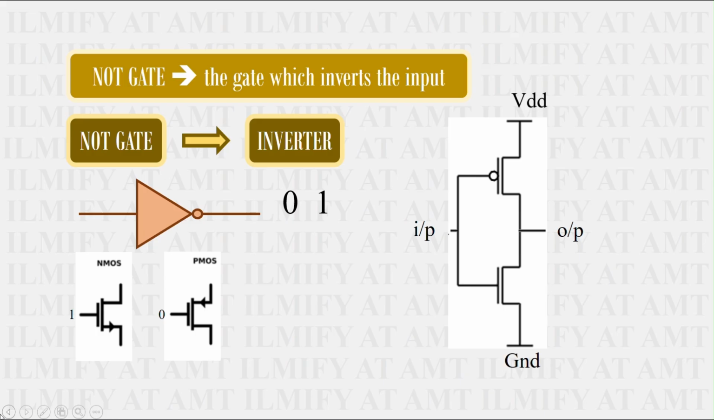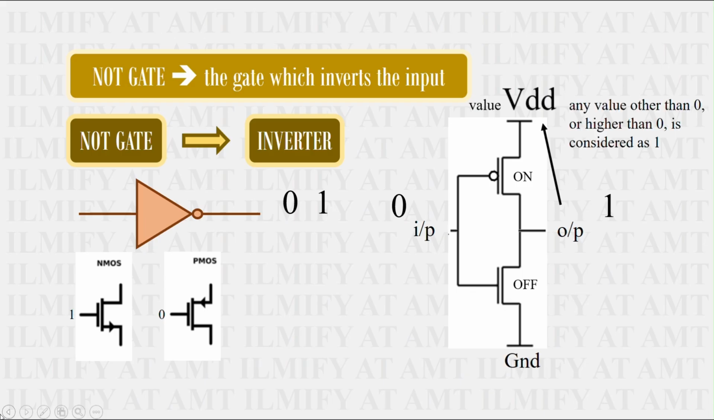Let's say initially both the MOSFETs are off. When we give 0 as the input to the CMOS circuit, NMOS stays off and PMOS turns on. Since PMOS is connected to drain voltage, it pulls the output voltage up to VDD, which has certain value higher than 0, but not 0, which means the output is 1. Because in digital electronics, any value higher than 0 is considered as 1.